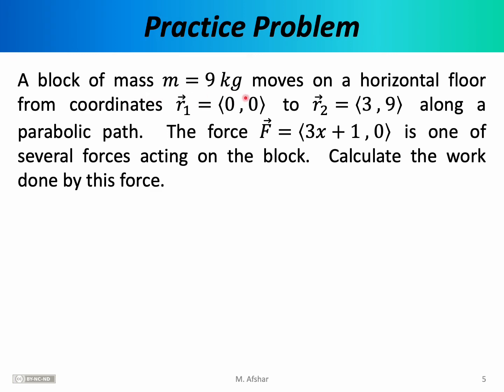A block of mass 9 kilograms moves on a horizontal floor from coordinates 0, 0 to 3, 9 along a parabolic path. The force F is one of several forces acting on the block. Calculate the work done by this force.